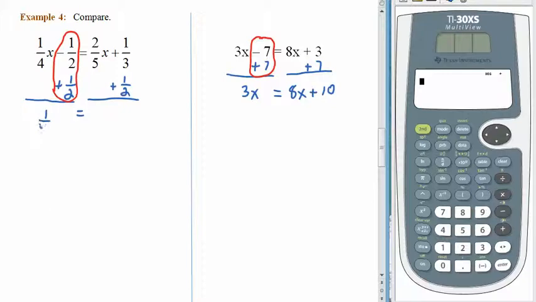1/4 of an x is equal to 2/5 of an x plus, well, now we have 1/3 plus 1/2. Really, we should probably be able to do this one in our heads by now. The common denominator would be 6. 1/3 is worth 2/6. 1/2 is worth 3/6. We add them together, and that should give us 5/6.